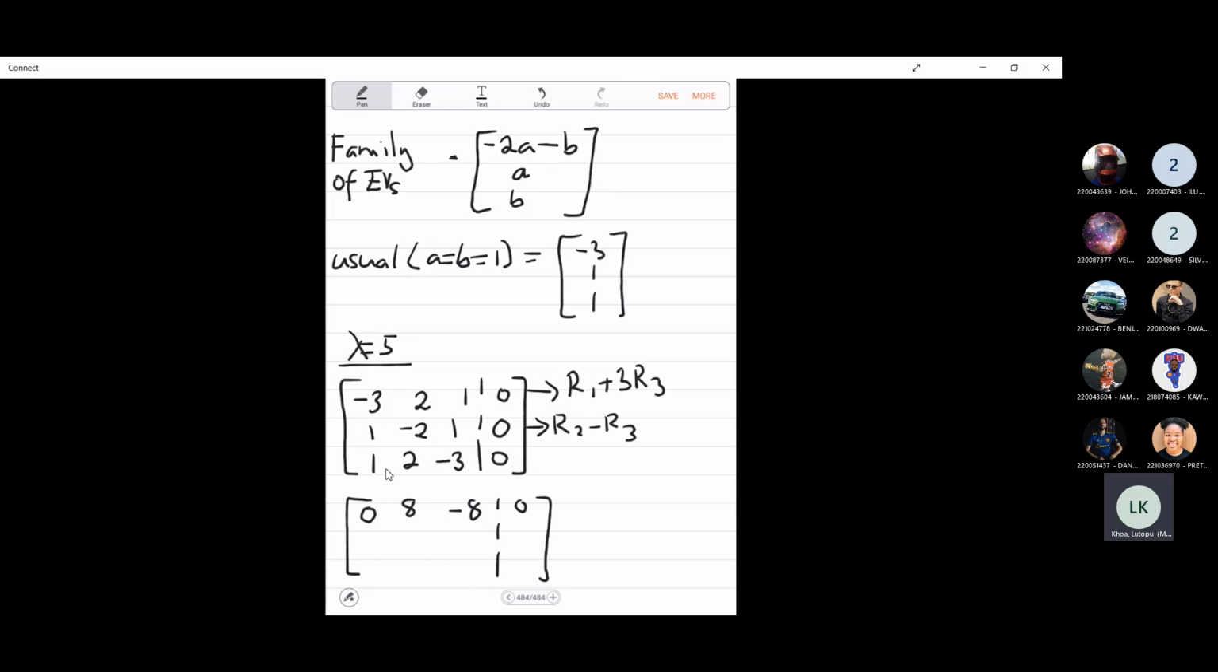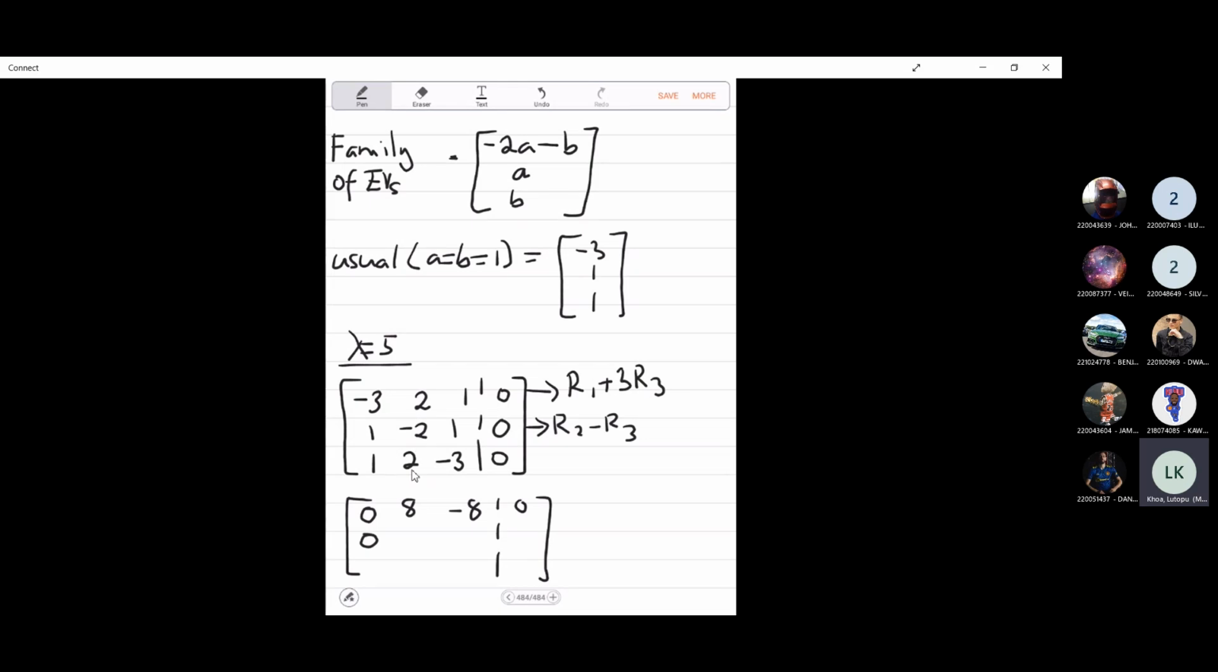1 minus 1 is 0. Minus 2 minus 2 is minus 4. Then 1 minus negative 3 is 4. Then 0 minus 0 is just 0. Then the last one is just 1, 2, minus 3, and 0. Okay, so I can make this one here as 0. So I say row 1 plus 2 times row 2.